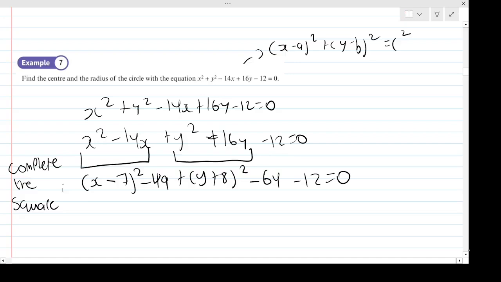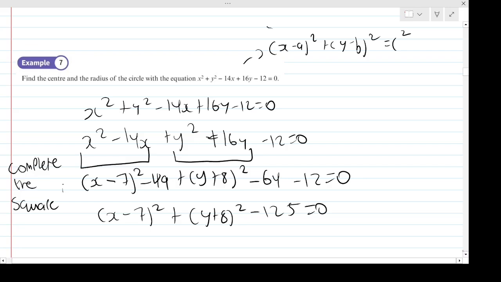So then we could tidy this up a little bit by collecting all the numbers outside together. So we're going to get x minus 7 all squared. Then we're going to add the y plus 8 all squared. Then we're going to bring the numbers together. So we could get minus 49, minus 64, minus 12. And that gets you minus 125 equals 0.